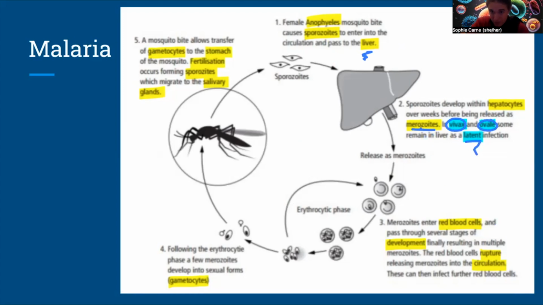So after the merozoites are released, they enter the red blood cells and they pass through several stages of development, which results in multiple merozoites. Once that happens, the red blood cell actually ruptures and releases the merozoites into the circulation, and then they can infect other red blood cells. A few of the merozoites in the red blood cells develop into gametocytes, so like gametes. And then when the next mosquito comes and bites the human, it allows the gametocytes to transfer to the stomach of the mosquito, where fertilization occurs, forming sporozoites, which migrate to the salivary glands of the mosquito, and then the whole cycle starts again.